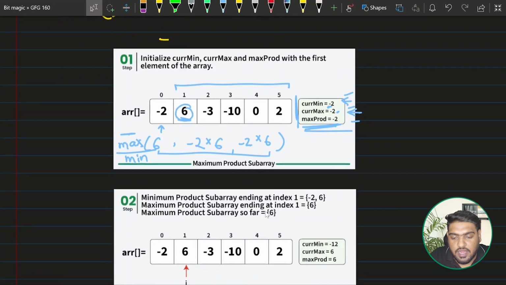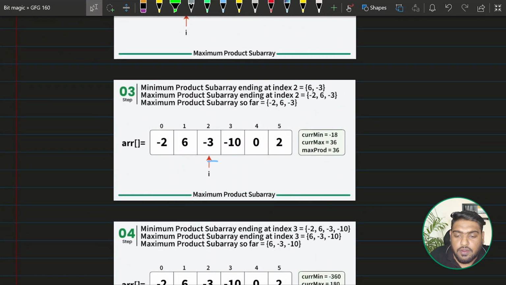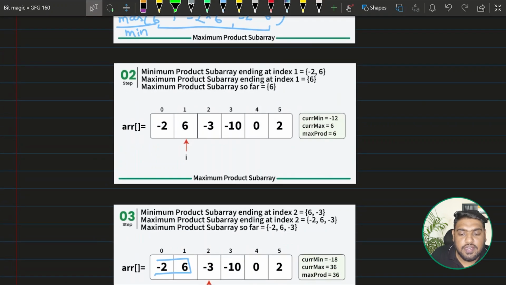Moving ahead to the next ith value, -3, this one. Now you can see, once you have considered 6, what was the situation? You had the possibilities: 6, and multiplying that, you would have 12, -12, and there you would have -12. So in this scenario, your current minimum would be updated to the minimum of these three values, which is -12. Your current maximum would be updated to the maximum of these three values, which is 6. And because your maximum product value is maximizing, that would now change to 6, because previously it was -2, right?